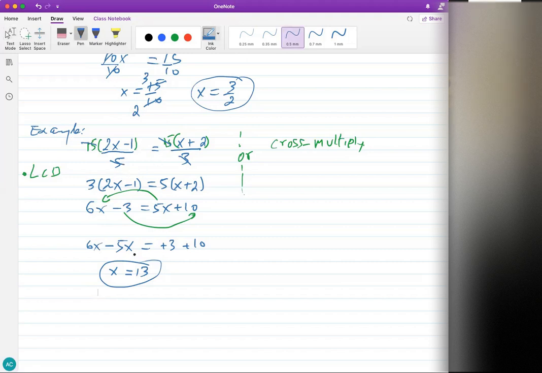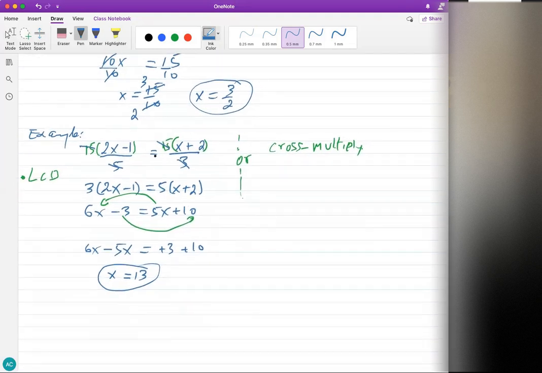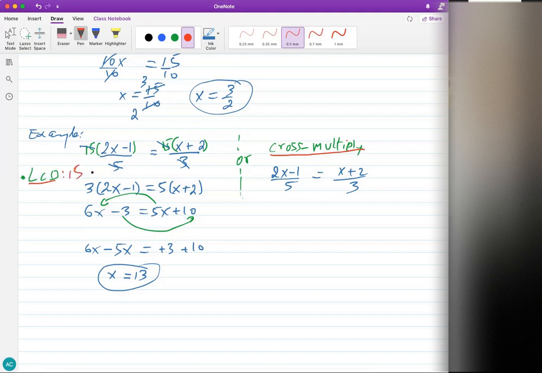Find LCD, multiply, simplify. Or, since we only have 2 fractions here, we could cross multiply. Doesn't work if you have 3 or 4, but if you only have 2, you can use that. So let's rewrite the original equation again here. So we have 2x minus 1 over 5, and x plus 2 over 3. Okay, so let's do again, the cross multiplication way. We did the LCD here, which is 15. So here, again, if you don't want to find the LCD, that's fine. Times this, by this, and simplify.